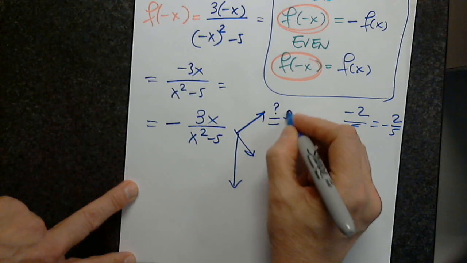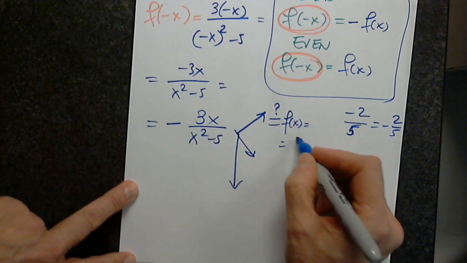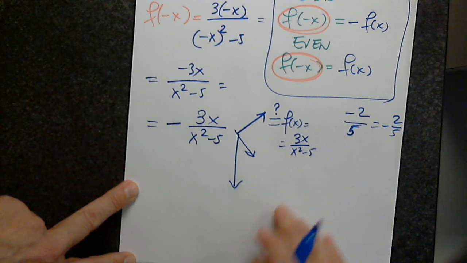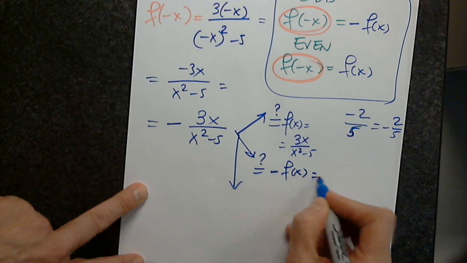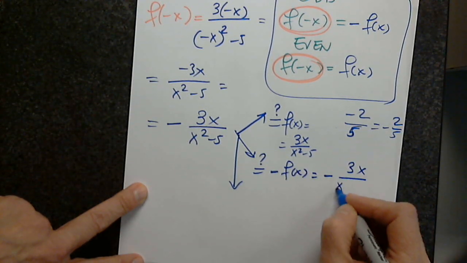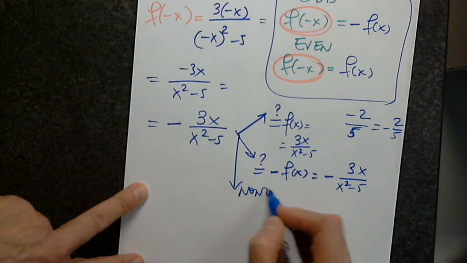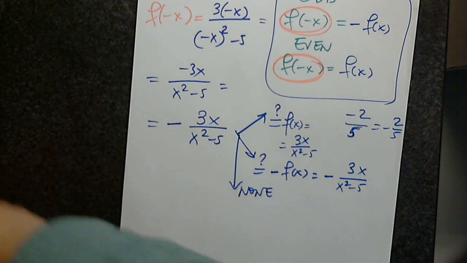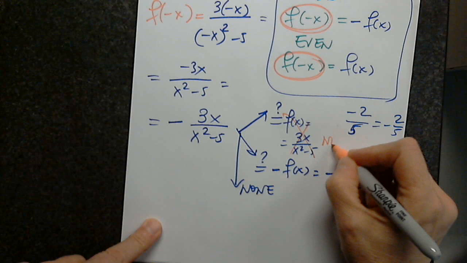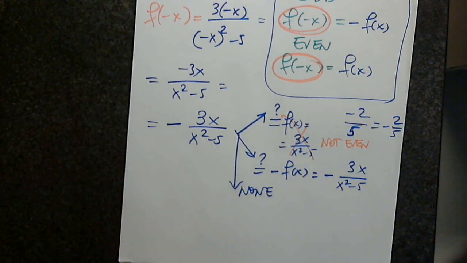Does this equal the identical function? I'm going to copy it here. Does this equal the opposite of the function? I'm going to copy it here. Or none of the above. So, f of negative x, is it identical with the original function? No. Cross it out. So then the function is not even so far, if it's not the same.